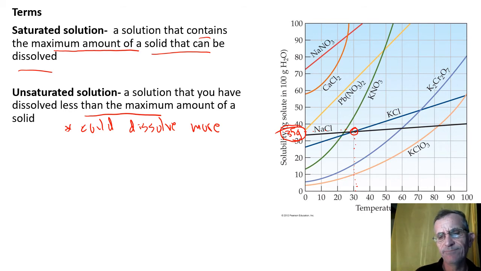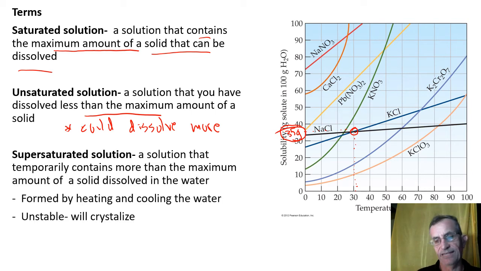Now, the last one is actually the most confusing possibility. I'm going to read it to you, and then I'm going to show you a little demonstration about this. The last kind of solution you can create is called a supersaturated solution. What the heck is that? A supersaturated solution is one that contains more than the maximum amount. You dissolved more than you should be able to. It's a solution that temporarily contains more than the maximum amount of solid dissolved in the water.